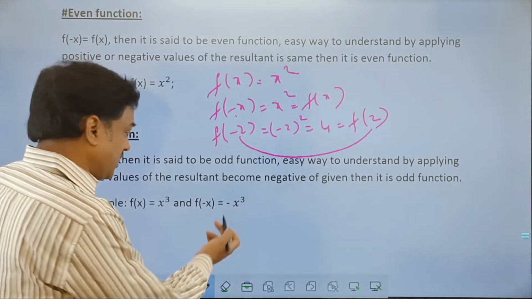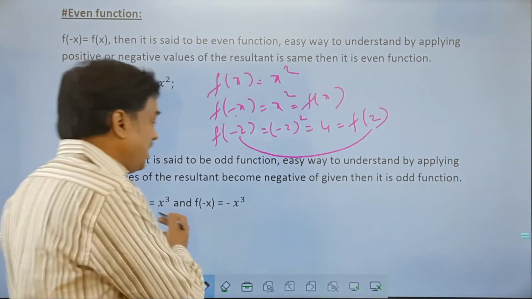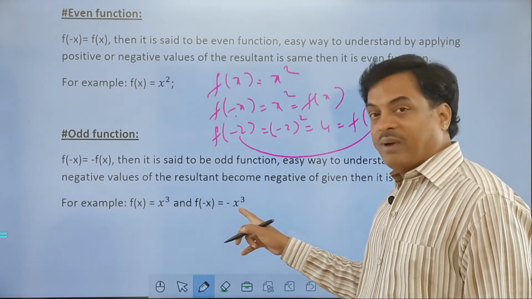Like for example, you can see this example here, f of minus x is equal to minus x cube. Actually f of x is taken as x cube, but when I apply minus x, it becomes minus x cube.